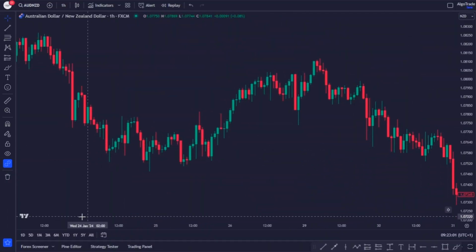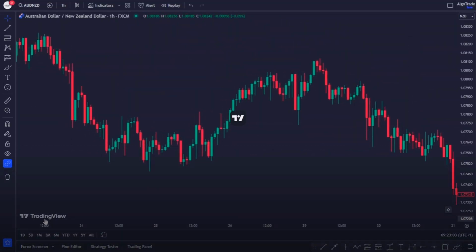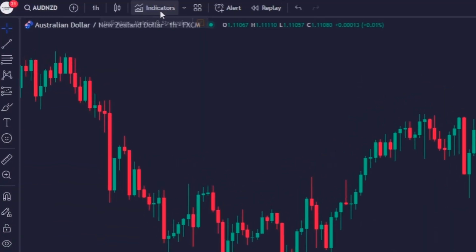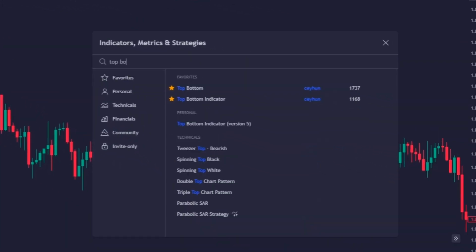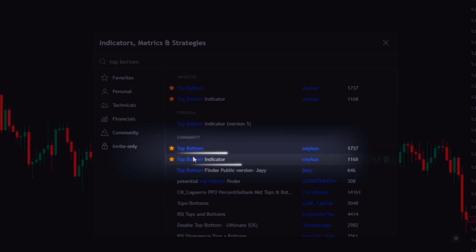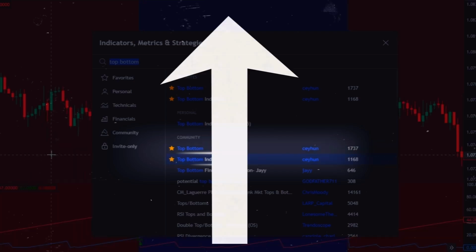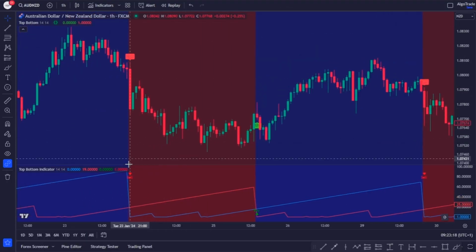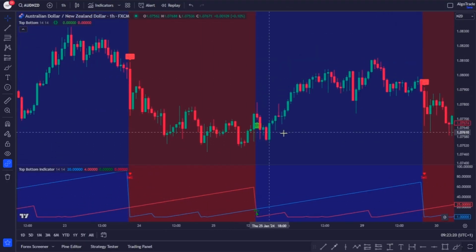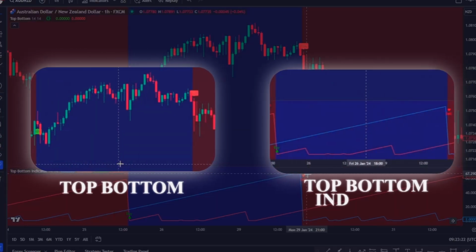So, as usual, let's start by adding the indicator to our TradingView charts. First, click on Indicators, then type Top Bottom and you will find two similar options that you can use. The first being the top bottom and the second one the top bottom indicator. Both indicators work in the same way, the only difference being the way they are placed on your charts.